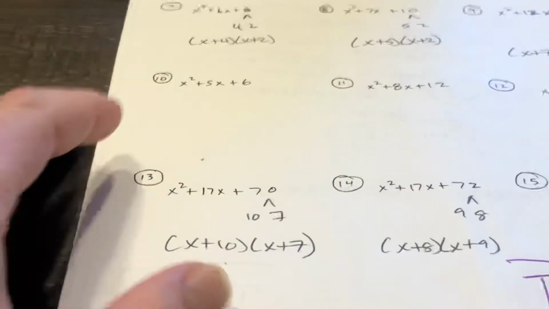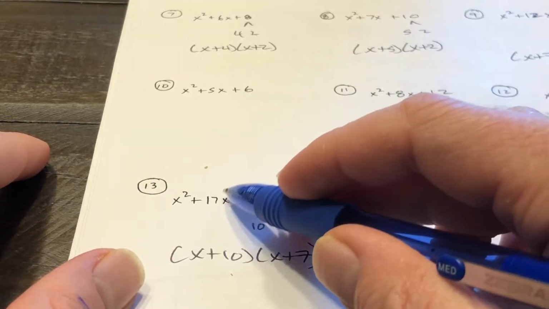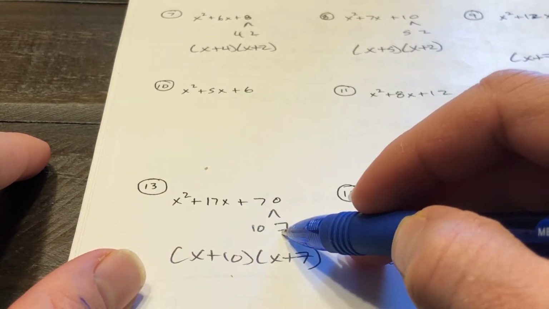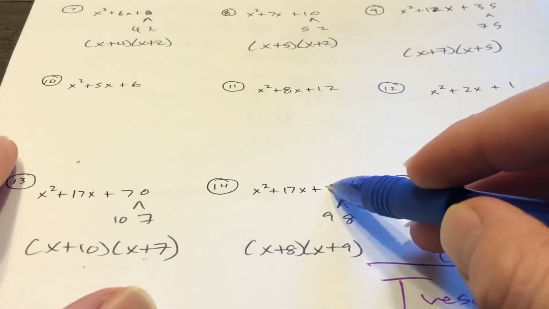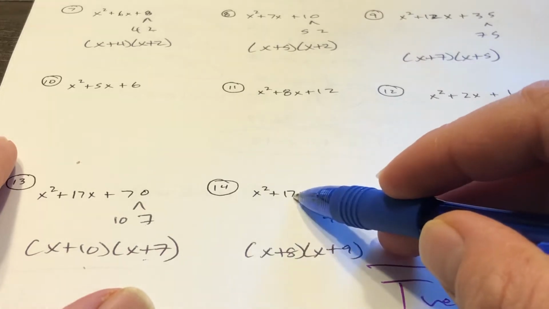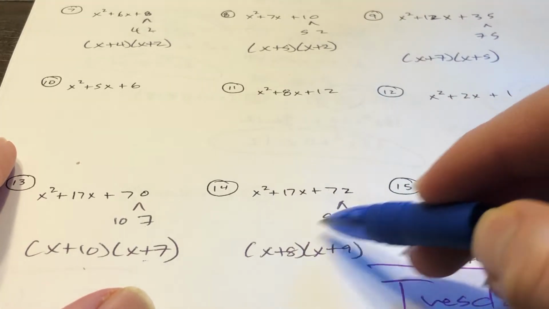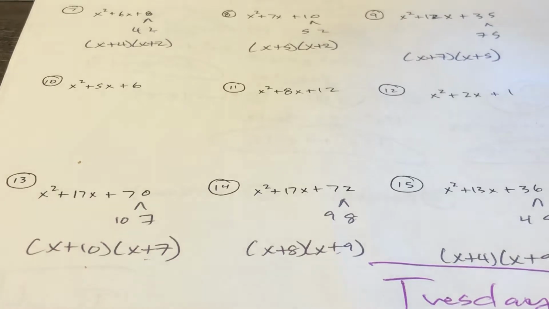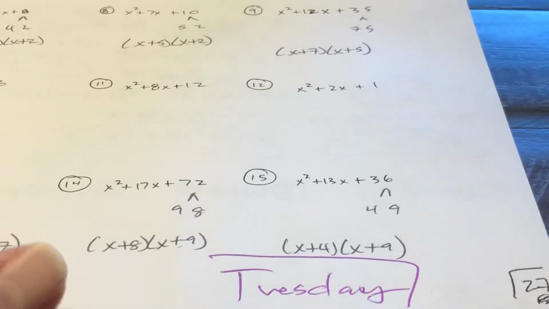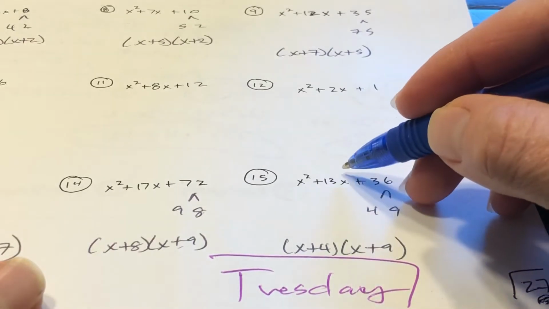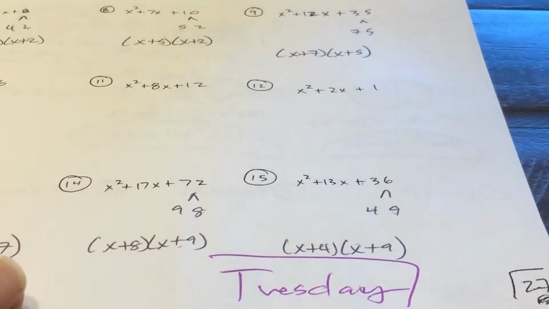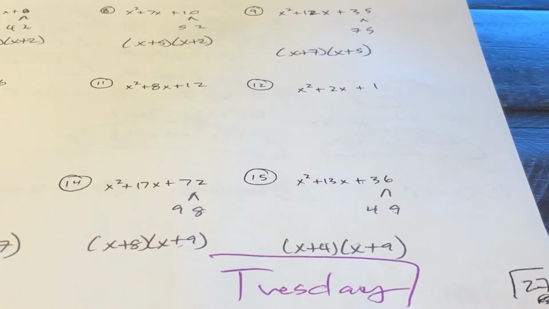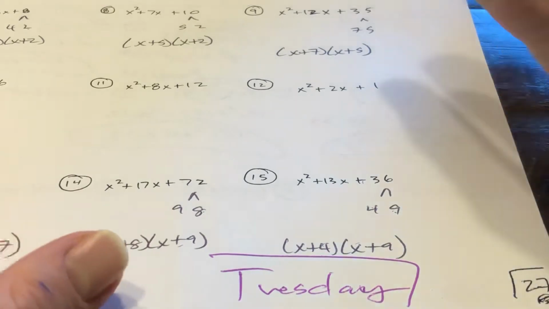And on 13, what multiplies to 70 and adds to 17? Positive 10 and a positive 7. On 14, what multiplies to 72 and adds to 17? A positive 9 and a positive 8. Again, the order doesn't matter: x plus 8 times x plus 9, or x plus 9 times x plus 8. And what multiplies to 36 and adds to 13? 4 and 9, or 9 and 4. Those are my two factors. Those are the easiest examples when everything is positive. You don't have to worry about any negatives.